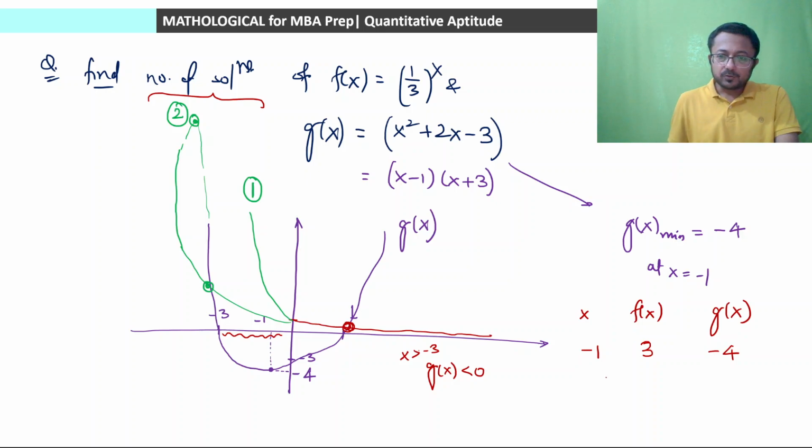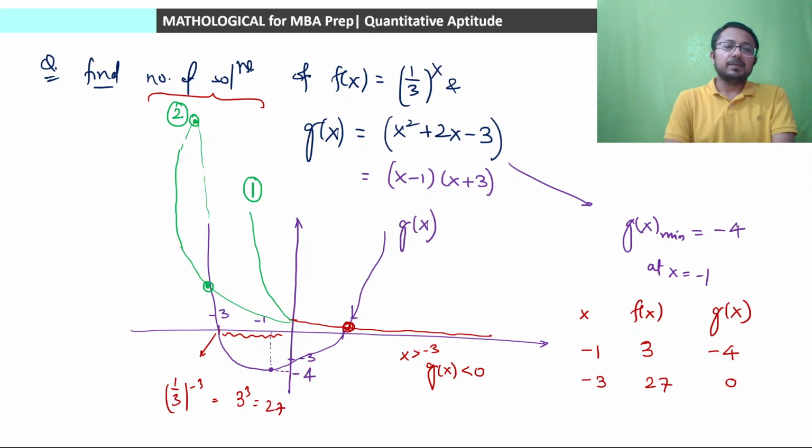So at x equal to -3, gx is 0 and fx is 1 by 3 to the power -3. At this value, at -3, 1 by 3 to the power -3, which will be nothing but 3 to the power 3, which is equal to 27. So gx will be way above, that is at 27. Isn't it so? fx will be at 27. 1 by 3 to the power -3, that is equal to 27. So it is way above.